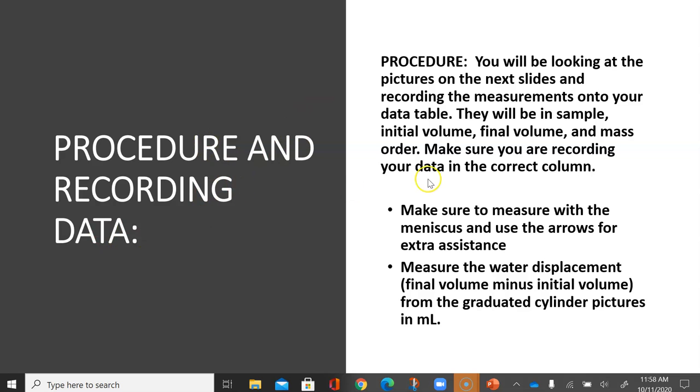So here we go. Procedure and recording data. You will be looking at the pictures on the next slides and recording the measurements onto your data table. They will be in sample, initial volume, final volume, and mass order. Make sure you are recording your data in the correct column. Make sure to measure with the meniscus and use the arrows, which you'll see on the pictures, for extra assistance. Measure the water displacement, which is the final volume minus the initial volume from the graduated cylinder pictures, in milliliters.